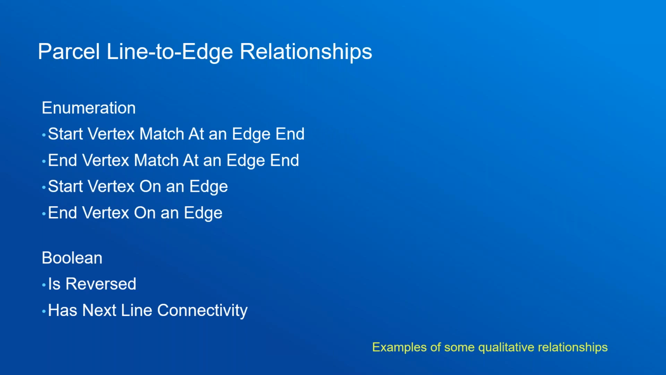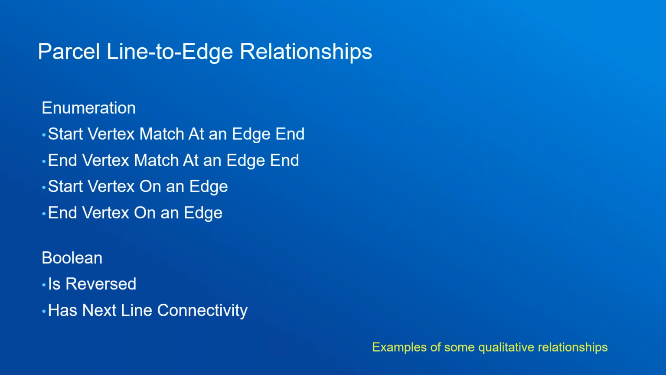We have an enumeration where we can say the start vertex of a line matches the end of an edge. That's one example, and there are 3 others here as well. And then there are booleans as well. We can ask, is the line on a particular edge flowing in the same clockwise direction as the edge, or is it oriented in the opposite direction? If it is opposite, then is reverse returns true. And then has next line connectivity.